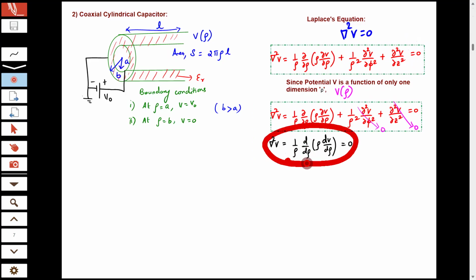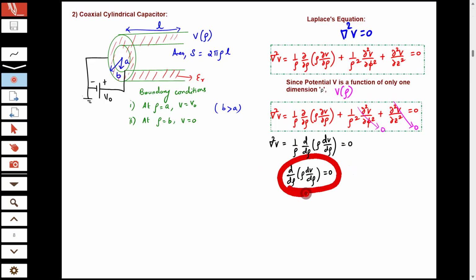This has to be solved by integrating twice with respect to rho to get this potential function V, which is a function of one dimension, which is rho. So before doing the integration, we have to rearrange these terms. So when we consider this 1 by rho, which is in multiplication with the differential elements, this can be moved to the right-hand side. Multiplying this with 0 will be 0, and you'll be left with the differential terms alone in the left-hand side: d by d rho of rho dV by d rho equals 0.